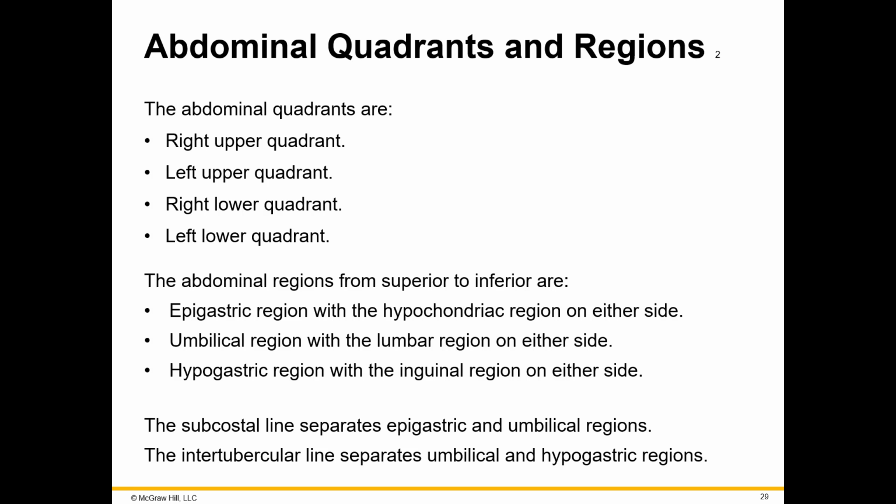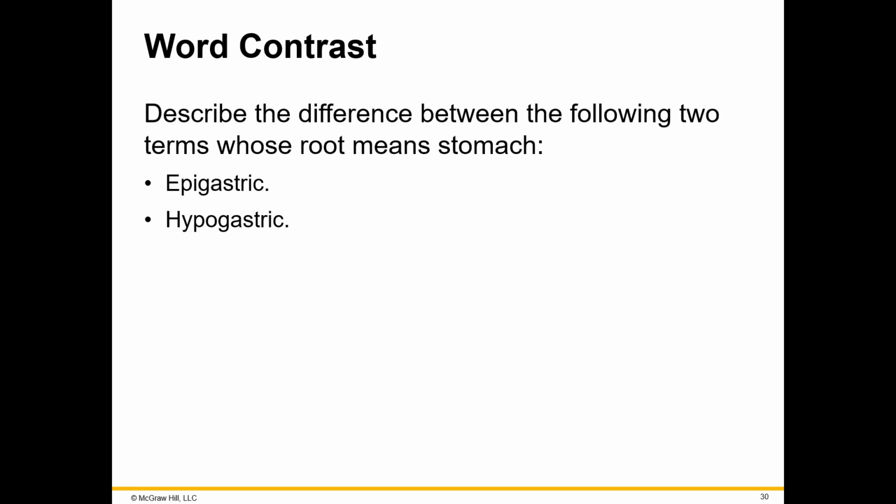Umbilical region is the lumbar region on either side, and then we have hypogastric, which is the region with the inguinal region on either side. The subcostal line separates the epigastric and umbilical regions. The intertubercular line separates the umbilical and the hypogastric regions. Here are the differences between the following two terms, whose root means stomach. So as we can see, we have epigastric. Epi means upon or over. Hypogastric means below the stomach. So one of these is talking about a region above the stomach, and the other one is explaining the region below the stomach.